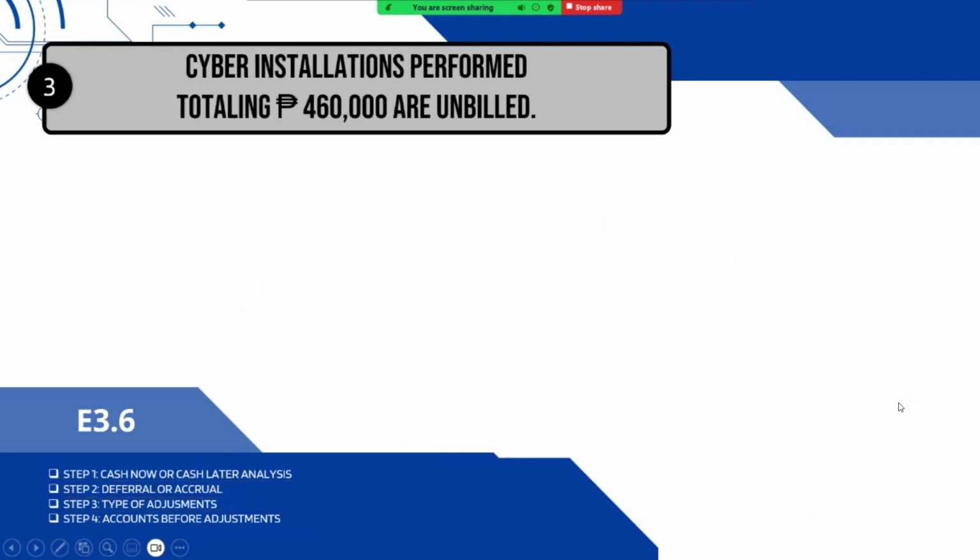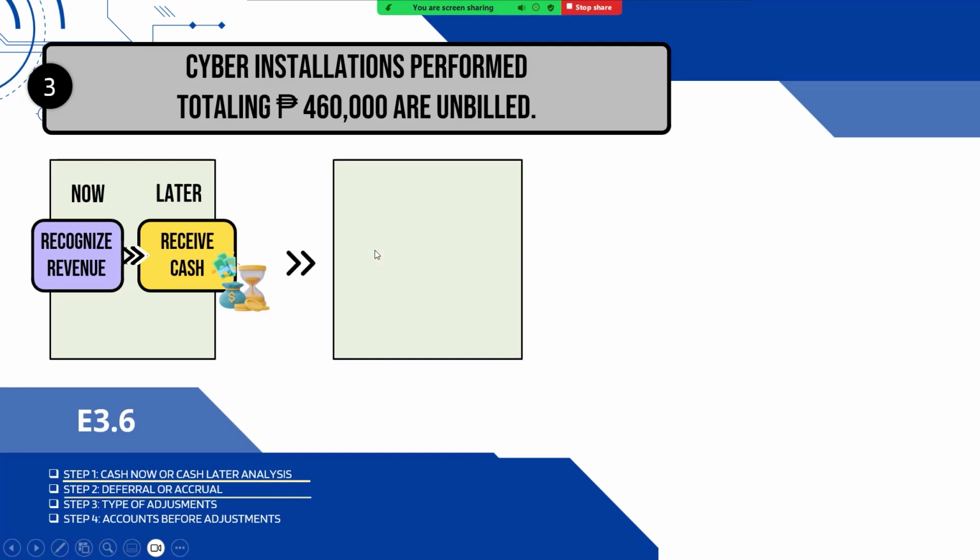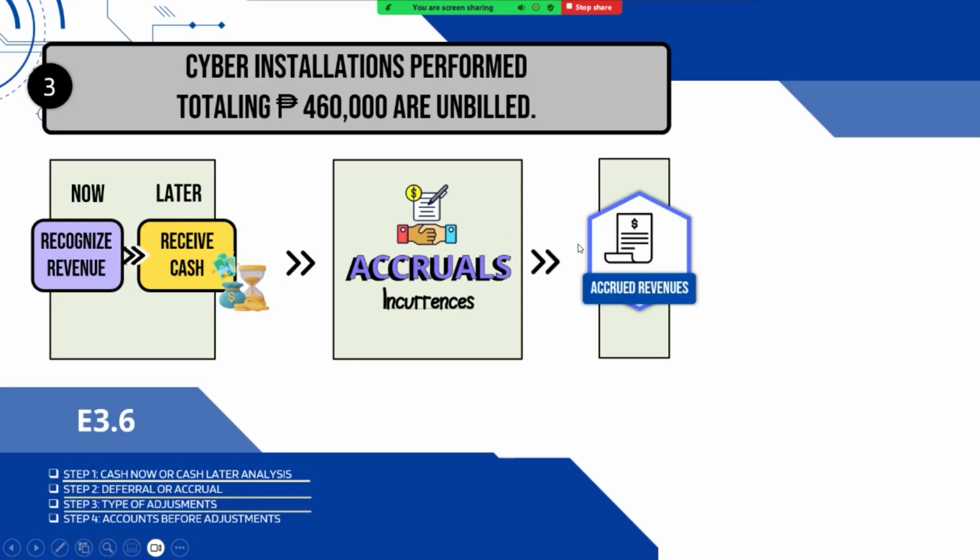Number 3 is in terms of cyber installations performed, totaling 460,000, that are unbilled. So again, step 1, cash now or cash later. Did we receive any cash? No. Right now we're recognizing a revenue, but we will receive the cash later. So similar to number 2, this is a classic example of an accrual, wherein it's the incurrence or occurrence of revenue and expense that comes first. Specifically, unlike number 2, this is an accrued revenue.